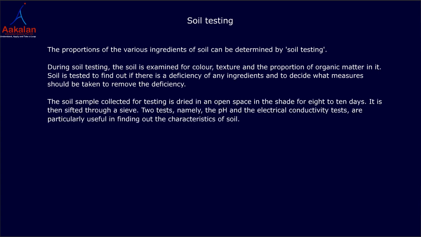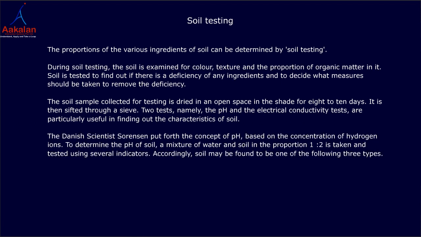The soil sample collected for testing is dried in an open space in the shade for 8 to 10 days. It is then sifted through a sieve. Two tests, namely the pH and the electrical conductivity tests, are particularly useful in finding out the characteristics of soil. The Danish scientist Sorensen put forward the concept of pH based on the concentration of hydrogen ions.